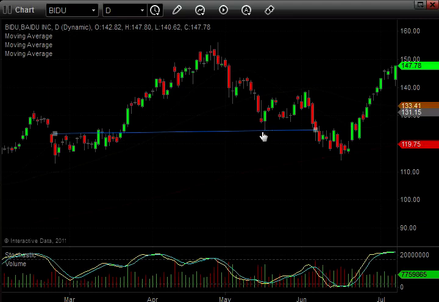So there's several different ways you can get support and resistance, and they're all very important to watch when trading. They'll help you with entries and exits and help you determine if there's enough potential profit in a trade before you take it. Let's take a look at another chart.